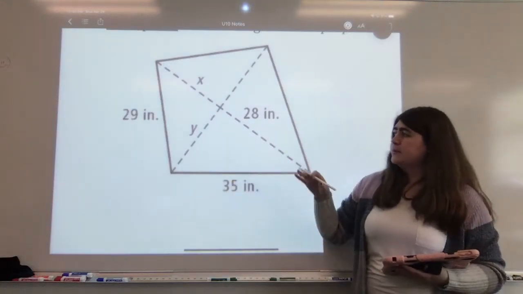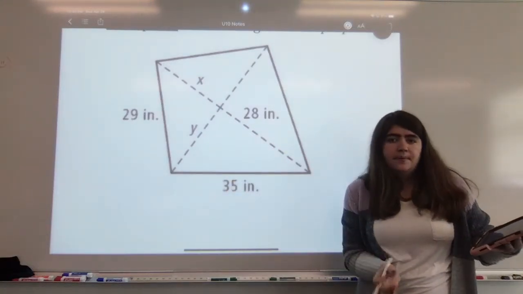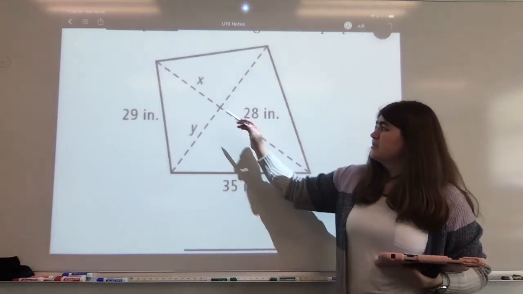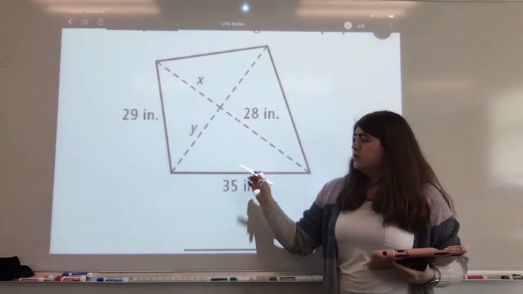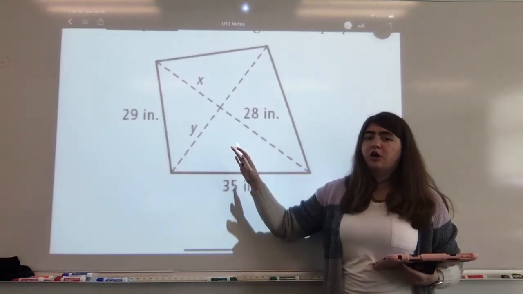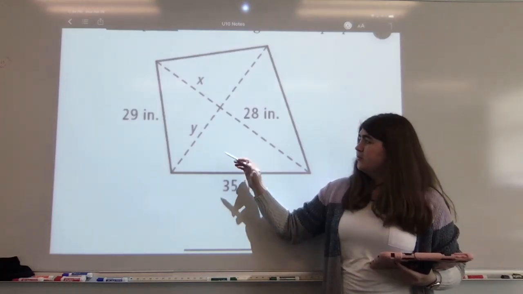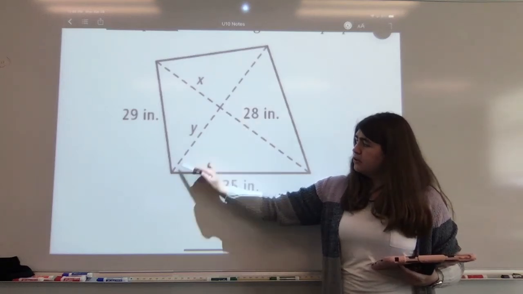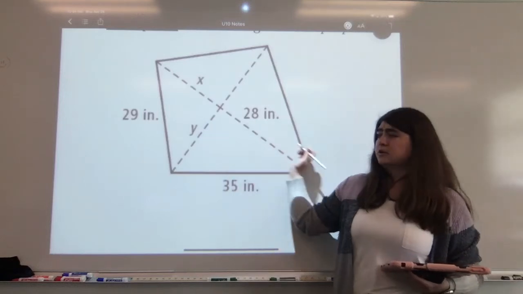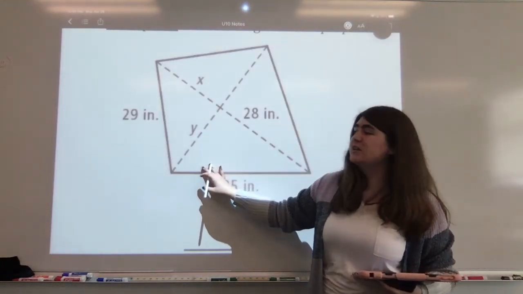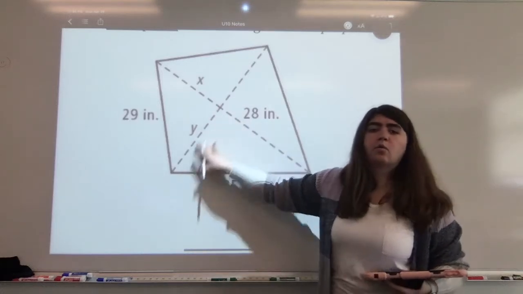If these are perpendicular, and some things that I know about bisected lines and perpendicular angles is that we're going to be able to use some of our triangle knowledge to solve for our missing pieces. So if we know that this is a right angle, this is our short leg, this is our long leg, and this is our hypotenuse. So we can use the Pythagorean theorem to solve for y.